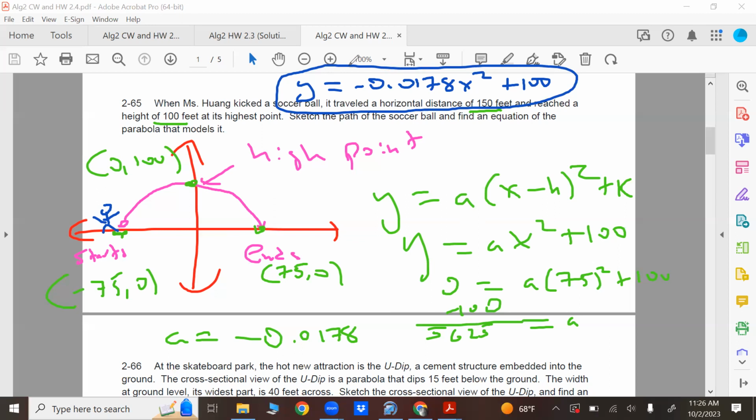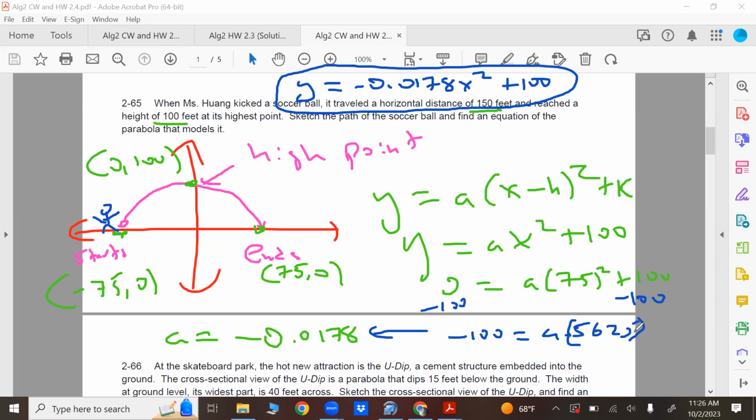Yeah, so I subtracted 100 and divided by 75 squared. Yeah, so I skipped a few steps. I'll show you exactly what I did. So I plugged in, and I subtract both sides by 100. So I had A times 5625, and then I divide by 5625 to get that. Yep, no problem. Okay, we're cool on that.